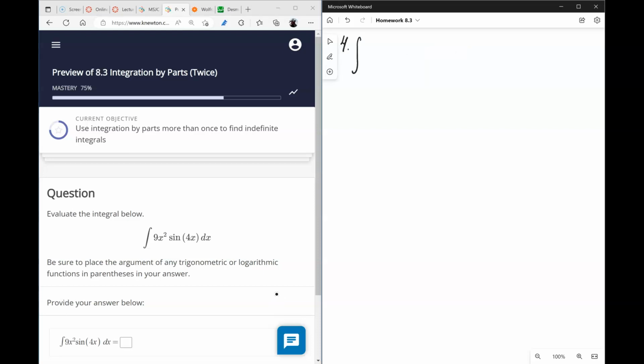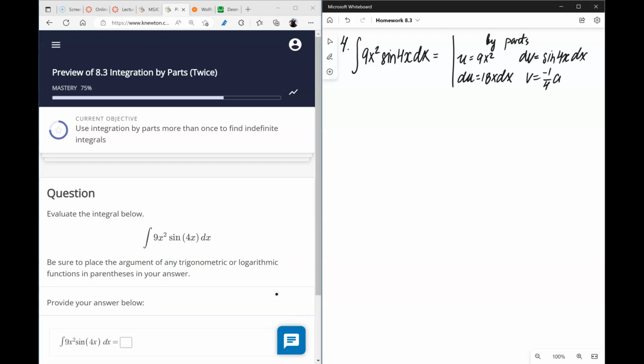Similar to the previous one. So we have integral of 9x squared sine 4x dx. We recognize the pattern, so we set up integration by parts. U is equal to 9x squared, du is equal to 18x dx, dv is equal to sine 4x dx, so that v is equal to negative 1/4 cosine of 4x.